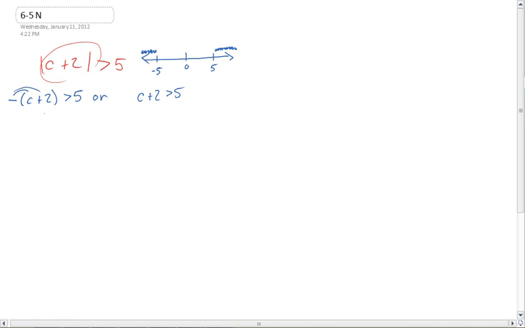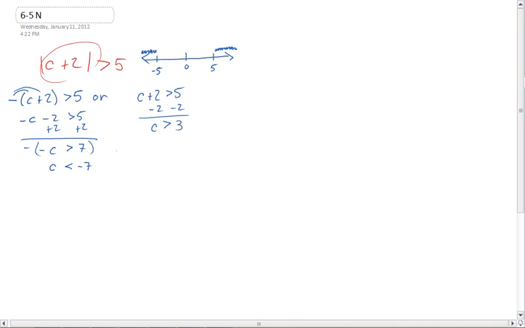We're going to distribute the negatives. We've got negative c minus 2 is greater than 5. We'll add 2 to both sides. Now we've got negative c is greater than 7. We'll multiply both sides by negative, or divide both sides by negative. We're going to get c is less than negative 7. Alright, now this one's going to be a little bit easier even. Yeah, even easier. How about that? And then we got c greater than 3.